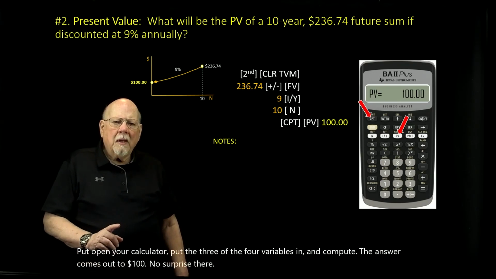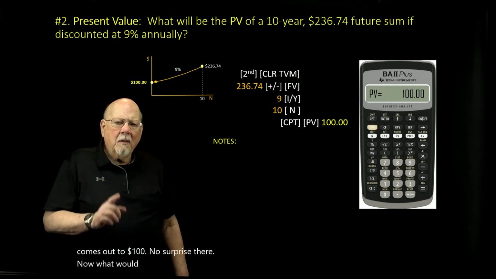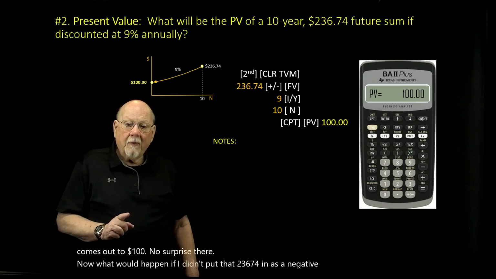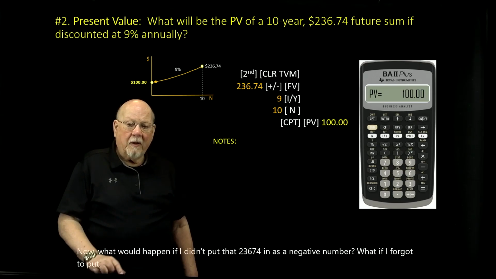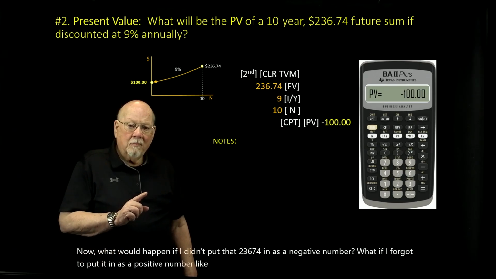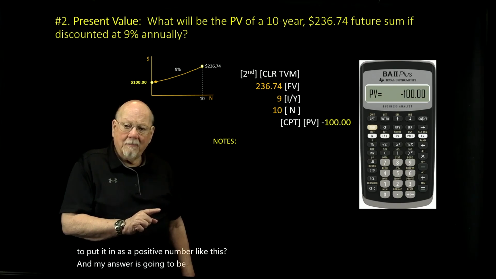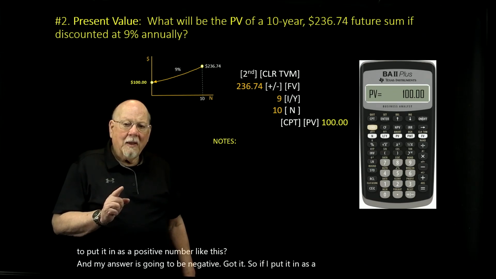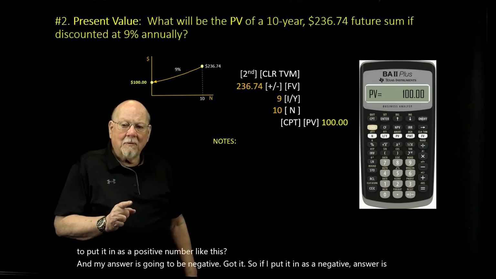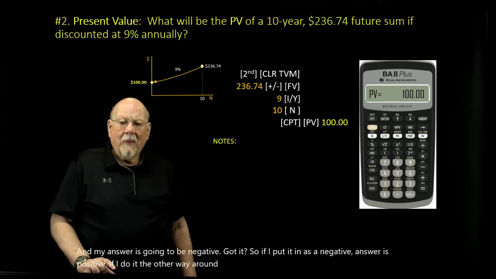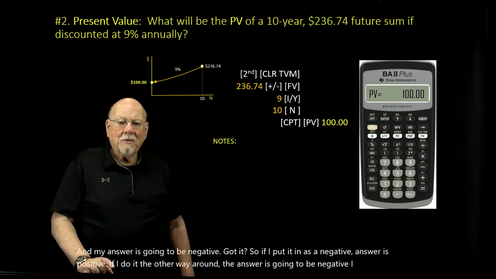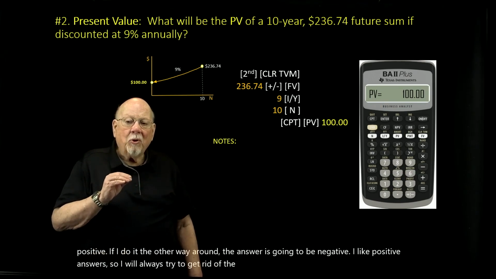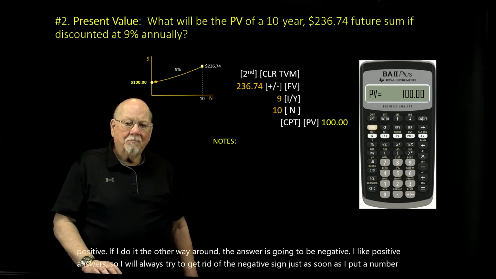Now, what would happen if I didn't put that 236.74 in as a negative number? What if I forgot and put it in as a positive number, like this? Then my answer is going to be negative. Got it? So if I put it in as a negative, answer is positive. If I do it the other way around, the answer is going to be negative. I like positive answers, so I will always try to get rid of the negative sign just as soon as I put a number into the calculator.